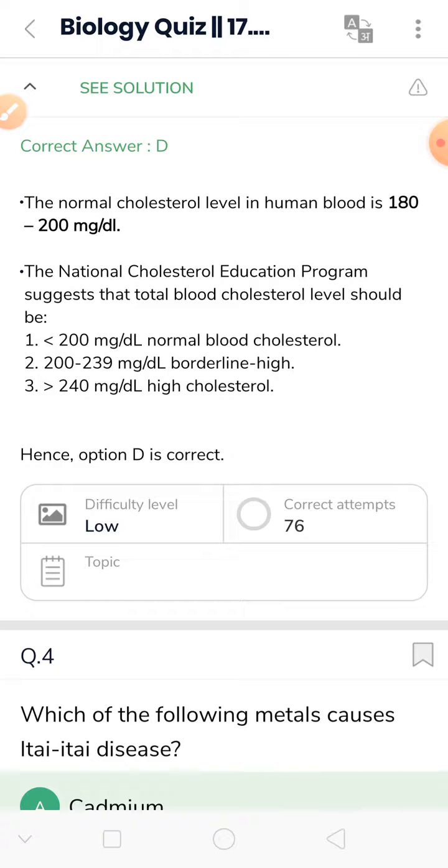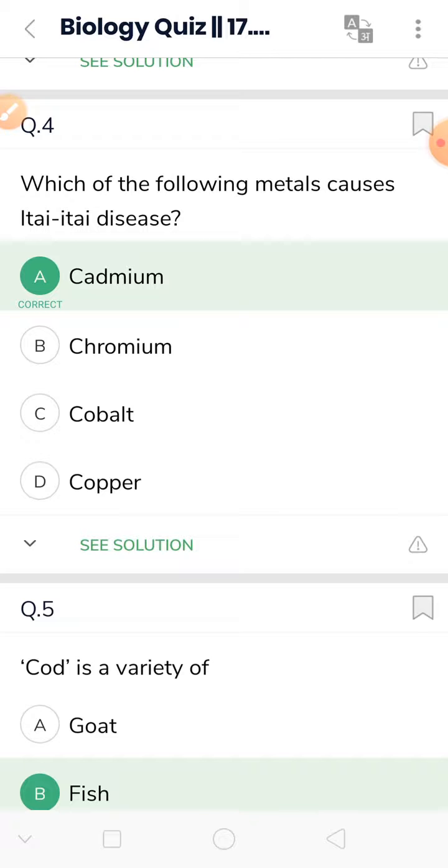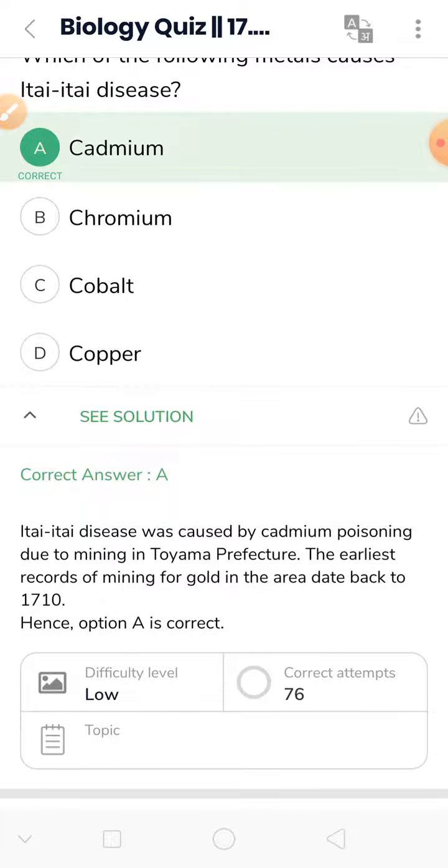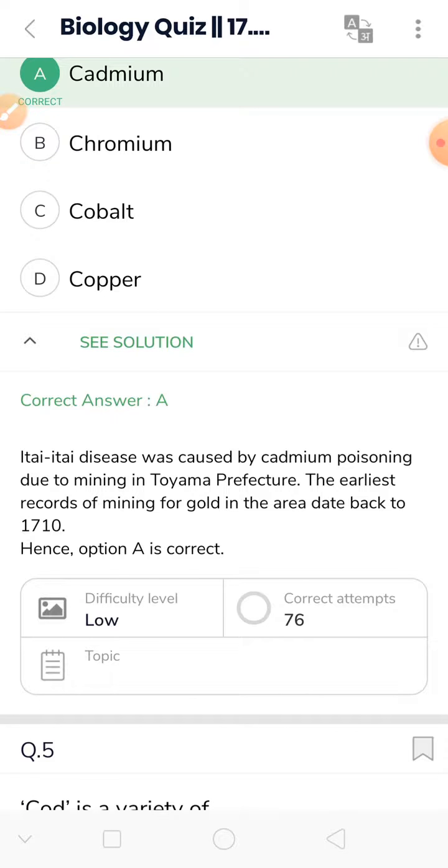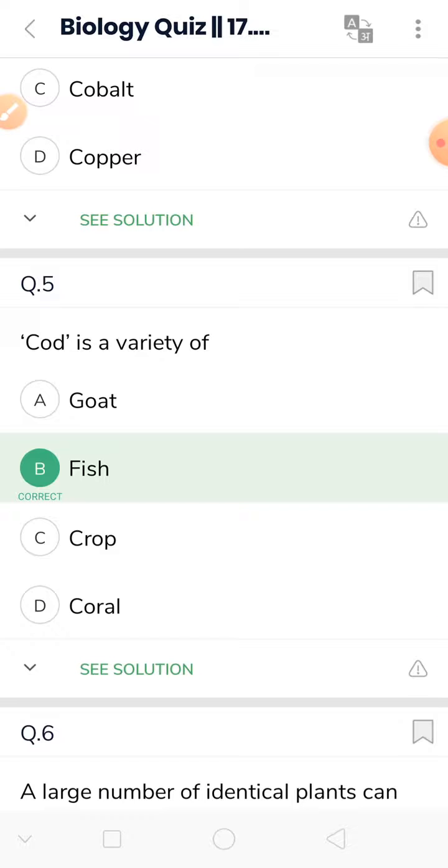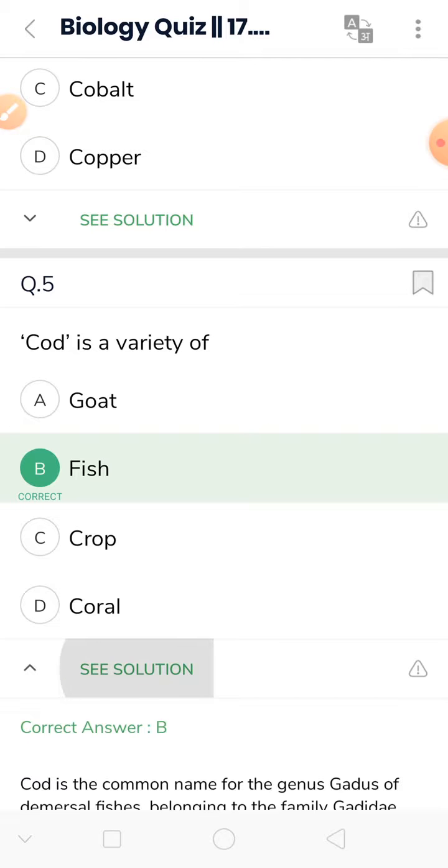Which of the following metal causes the Itai-itai disease? Cadmium. Itai-itai disease was caused by cadmium poisoning due to mining in Toyama prefecture. The earliest record of mining for gold in the area dates back to 1710. Hence, option 1.